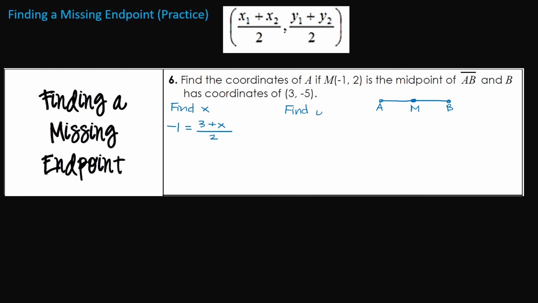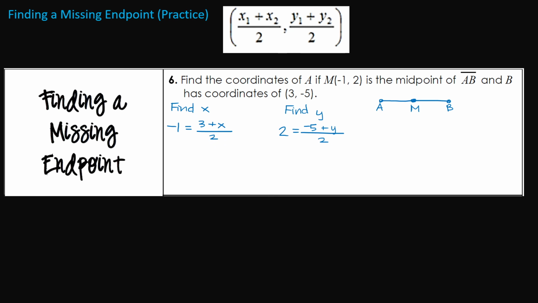Now I want to find y. I know that my y value of the midpoint is positive 2. Positive 2 is equal to the y value of one of the endpoints, so that's negative 5, plus the missing y coordinate divided by 2. And so now we're going to go solve these equations.